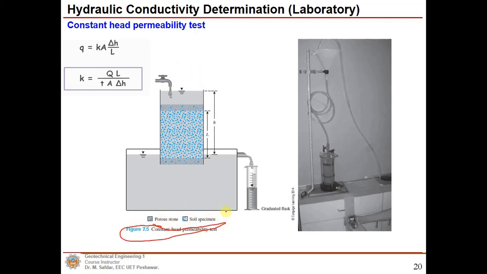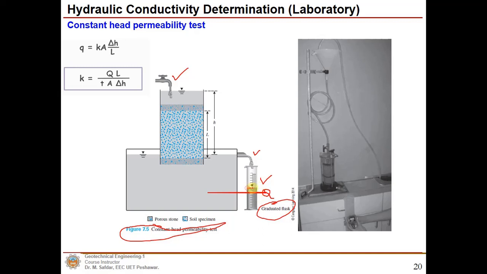In this type of laboratory setup, the water supply at the inlet is adjusted in such a way that the difference of head between the inlet and the outlet remains the same or constant during the test period. After a constant flow rate is established, water is collected in the graduated flask for a known duration.